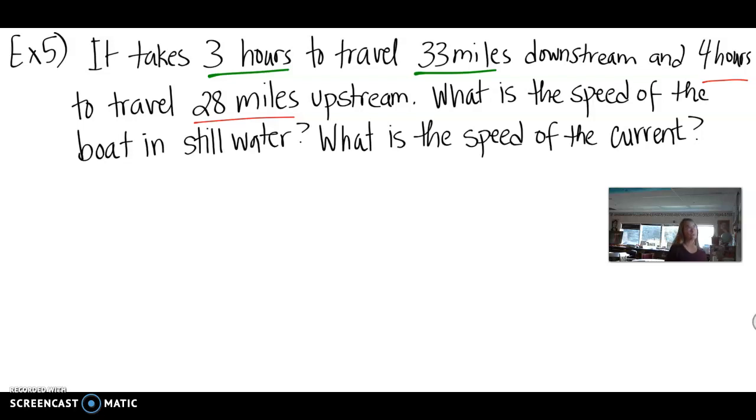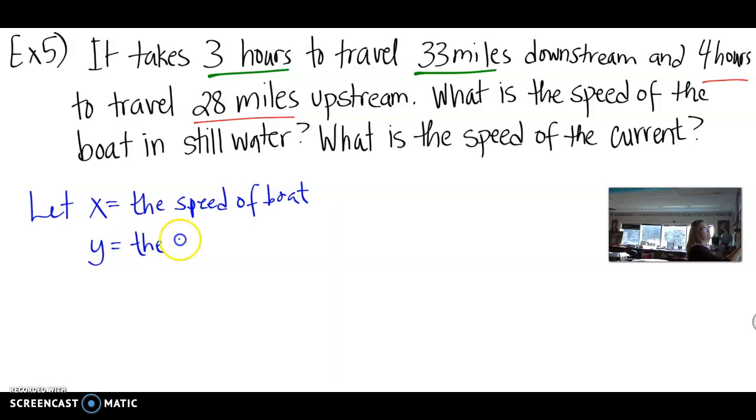What is the speed of the current? Those are your questions, so what does that mean? That means that we need to let x equal the speed of the boat. That's what we are trying to find, so it's the unknown, so we want that to be our variable. In still water, I'm not going to write all that out, but that's just the speed of the boat without the current involved. And then y is the speed of the current. Okay, so there's a couple different ways. That's supposed to be a current here. There's a couple different ways you can do this problem.